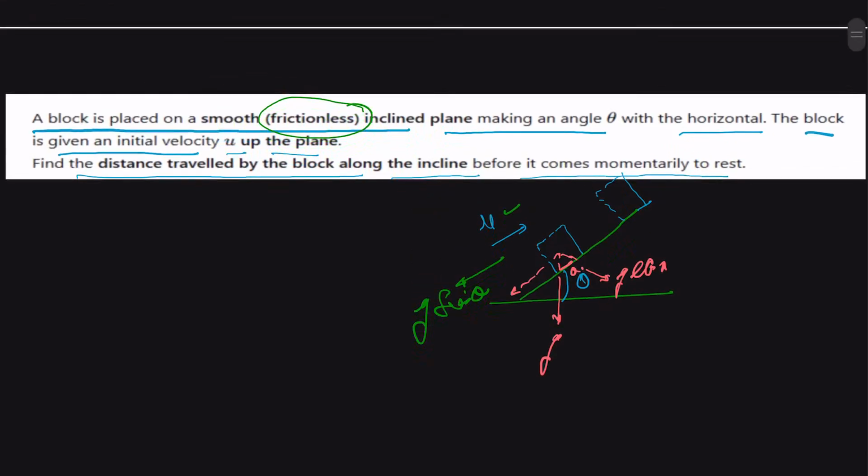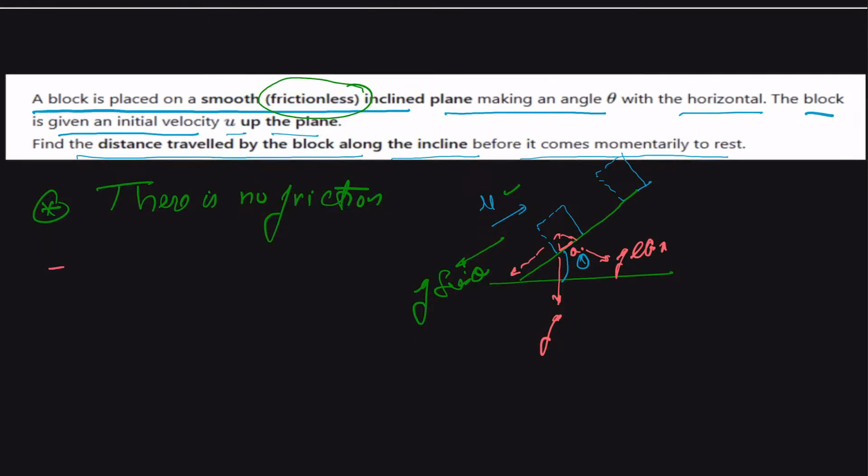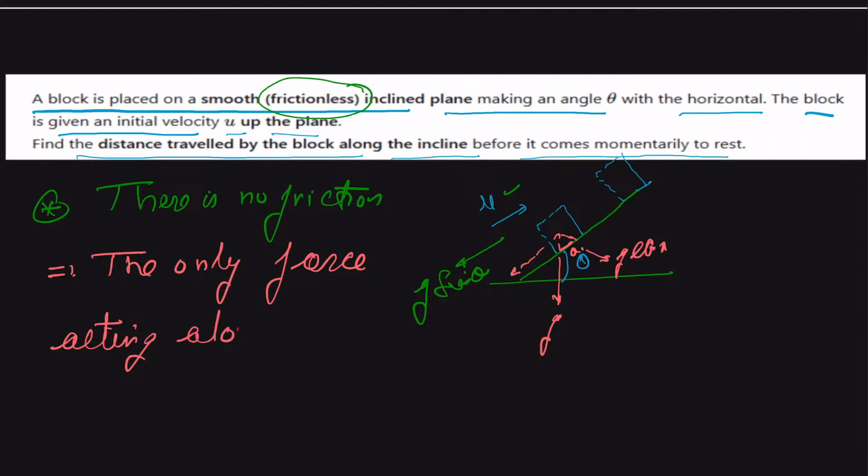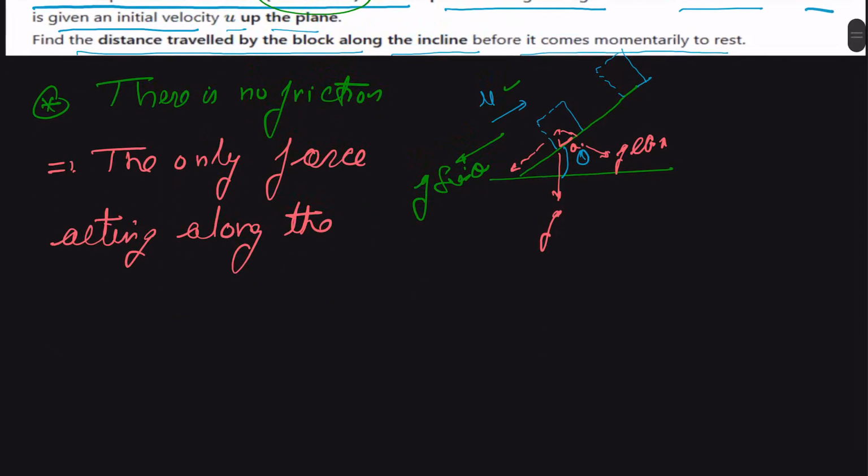So you can say that there is no friction, and as there is no friction, the only force acting along the plane will be equal to g sine of theta.